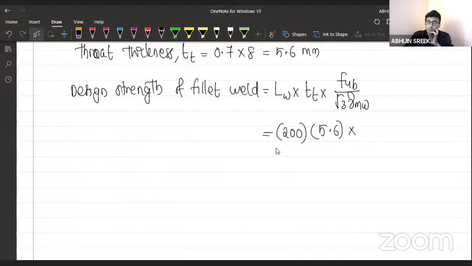And what is the FUB value? FUB value will be equal to 410 divided by √3 into 1.25, that is the gamma MW value. So what is the value here? Tell me the value. What is the design strength of the weld? Tell me the design strength of the weld. Anyone?